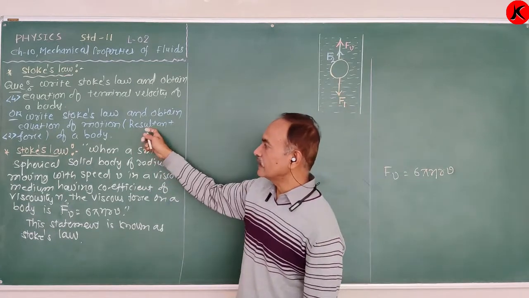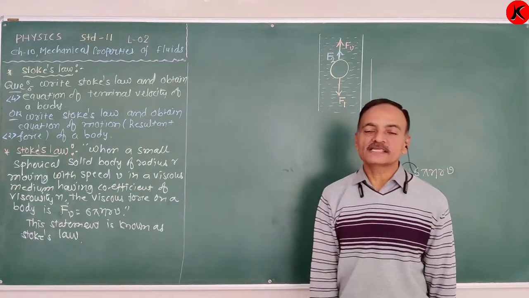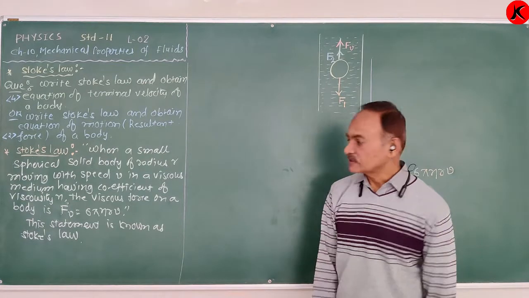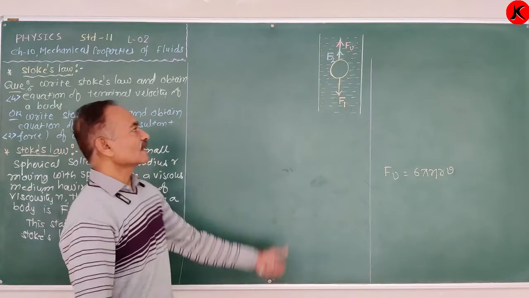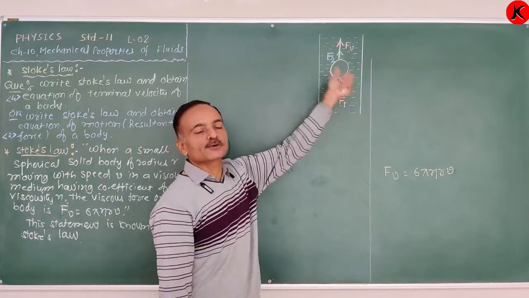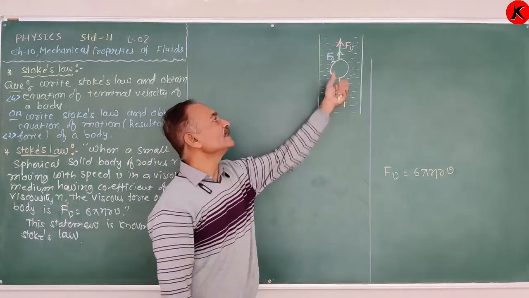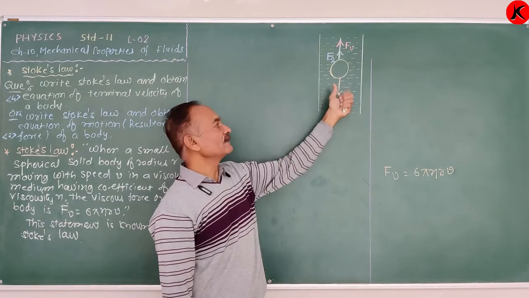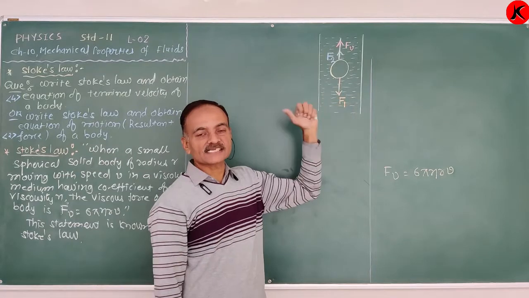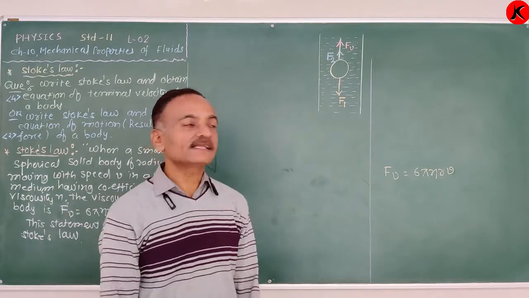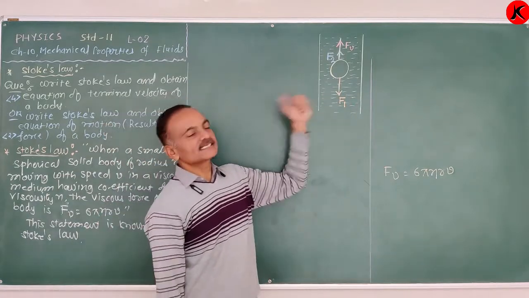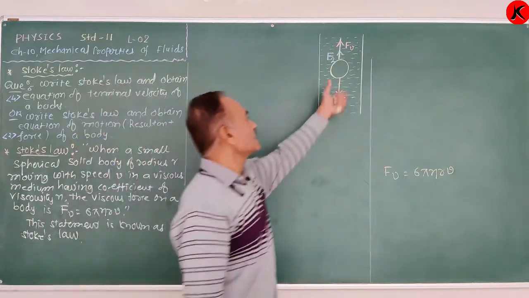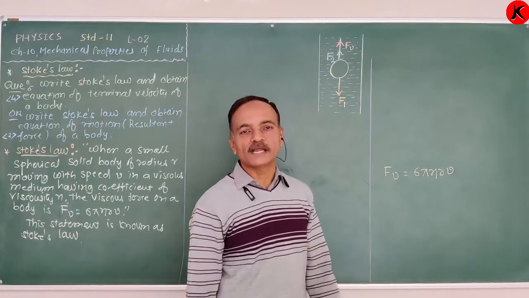Now, first we are going to write down the answer to this question. What is the resultant force acting on the body? For that purpose, as shown in the figure, consider a small spherical solid body of radius r and density rho, moving with velocity v in a viscous medium having density sigma. Here the density of the fluid is sigma, while the density of the material of the body is rho.